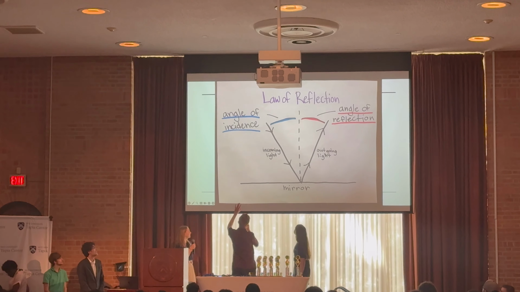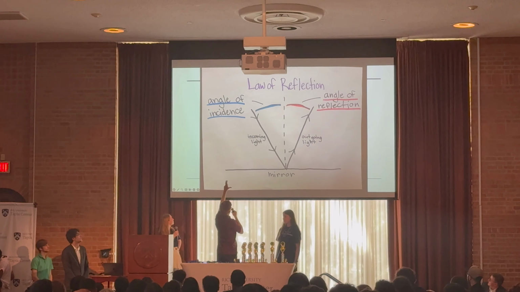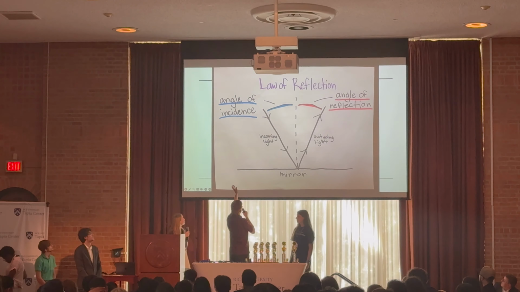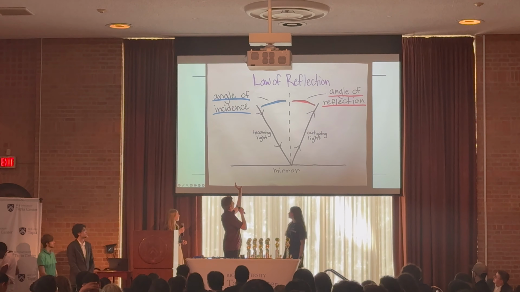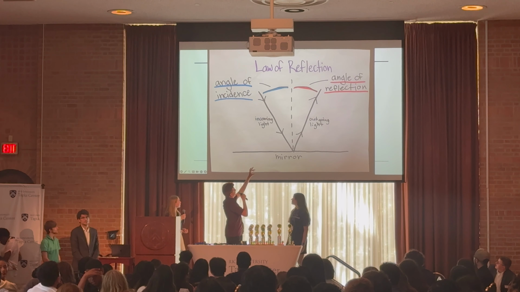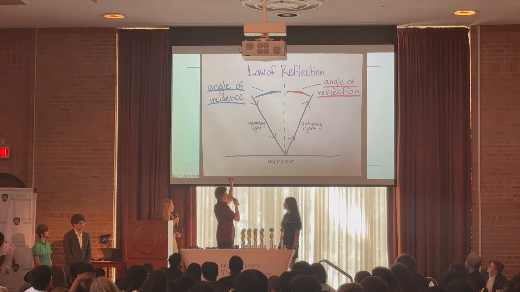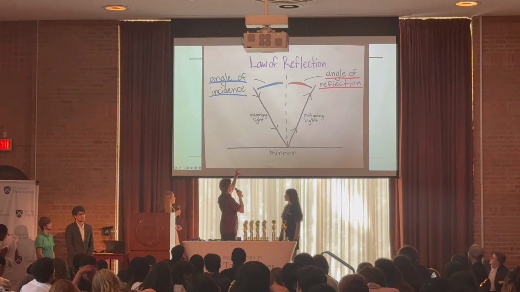On the left, the blue is the incoming light, which we call the angle of incidence. Then it will hit the mirror and bounce back as an outgoing light at the angle we call the angle of reflection. This will cross the perpendicular and both these sides will be equal. Further explaining the geometry in this, I will introduce our partner, Caroline.